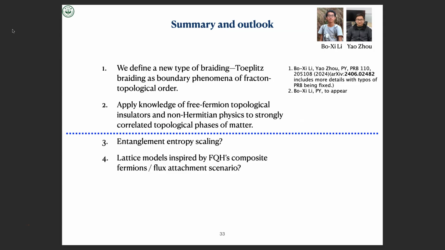For future directions, maybe we can compute the entanglement scaling by cutting along the z direction to study the entanglement between the two subsystems. We can also construct a nice model inspired by the Fracton composite fermion formula. In flux attachment, we always add some energy penalty to enforce the flux-particle bonding to reach the transformation. Then we can use DMRG or quantum Monte Carlo to study this nice model.